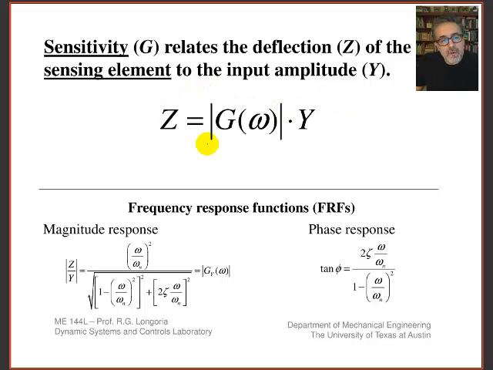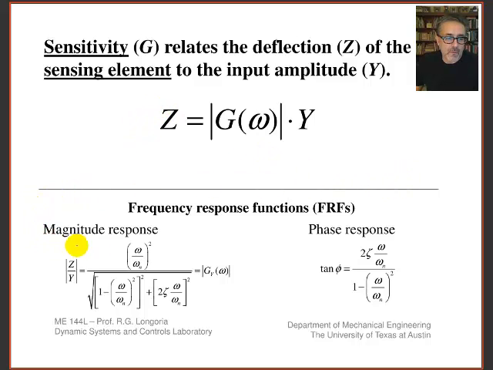So in fact, this function right here is not an accelerometer function because this is a displacement input. This is more of what we call a seismometer relationship because it's measuring displacement. It turns out we can use this to help understand accelerometers as well, as I'll show you in a second.